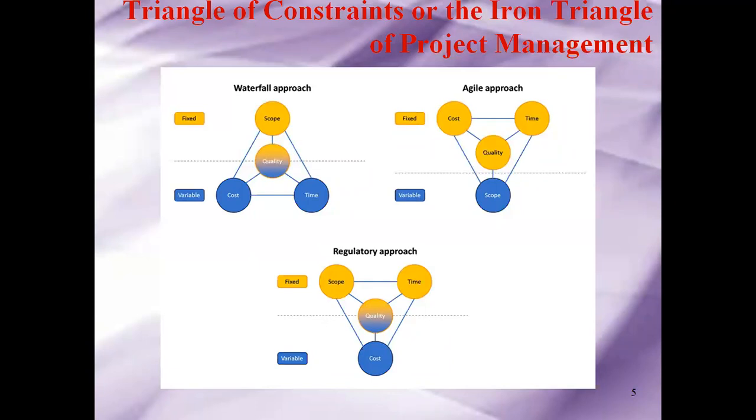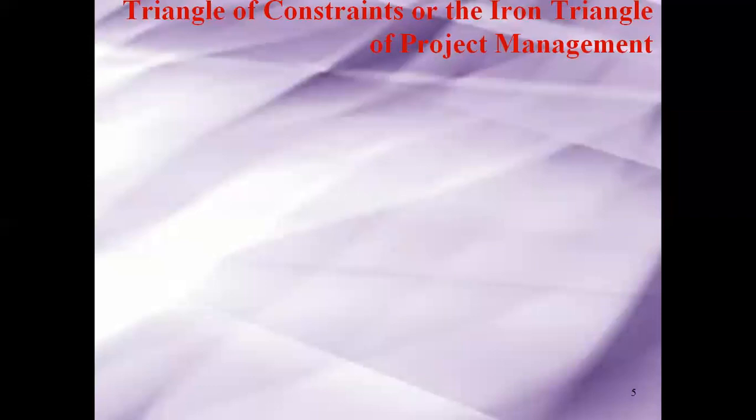Okay, that is why this is an inverted triangle, and you'll notice that there are advantages and disadvantages in both approaches, but we are trying to adopt and adapt to new approaches because it's easier for us to deliver in chunks. Okay, and the regulatory approach has quality, again still an inverted triangle, but the cost becomes a variable, and the rest of them are fixed. Okay, this is how we should understand it.